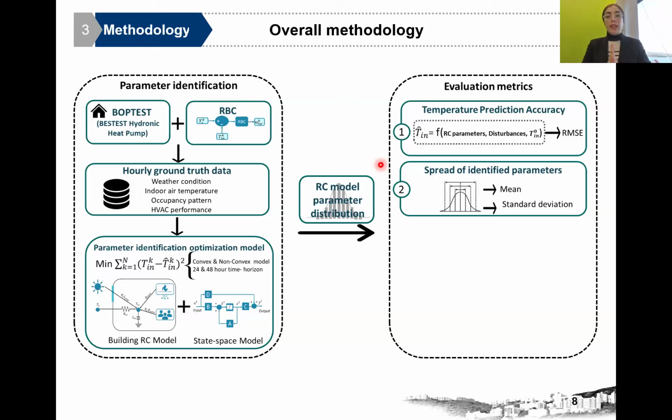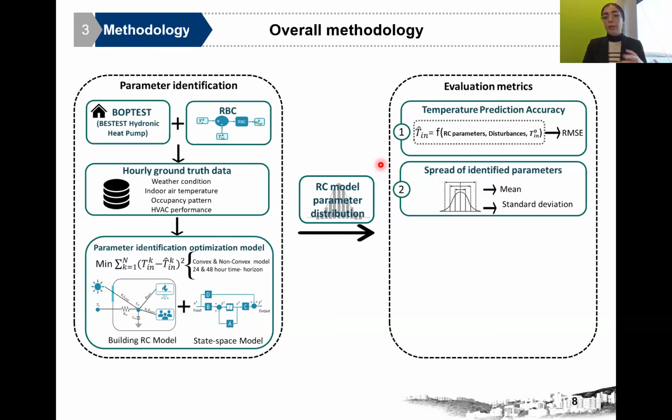The second metric is the spread of identified parameters. This metric is important since in the absence of retrofitting, we expect that the thermal characteristics of the building be relatively unchanged and in a small range. And with changing the subset of the data that we use, we expect to reach similar thermal characteristics for the building.